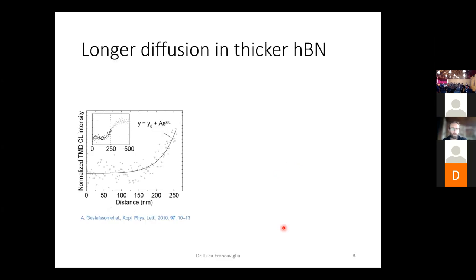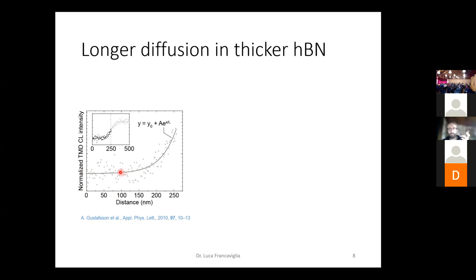So I got inspired from a few papers that you can find in the literature, where cathodoluminescence is used to actually measure the diffusion length of charge carriers in a system, because approaching an emitter, you can see the increase in the luminescence coming from that emitter.